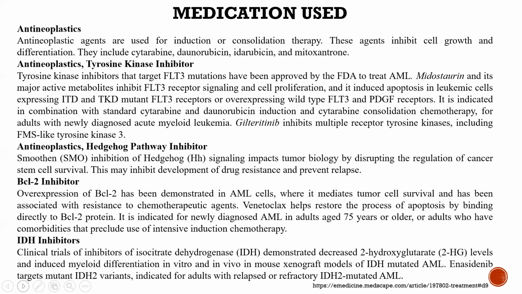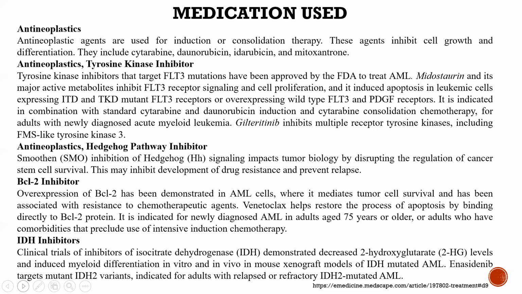IDH inhibitors, or inhibitors of isocitrate dehydrogenase, demonstrate decreases of 2-hydroxyglutarate levels and induce myeloid differentiation in vitro and in vivo in mouse models with IDH-mutated acute myeloid leukemia.